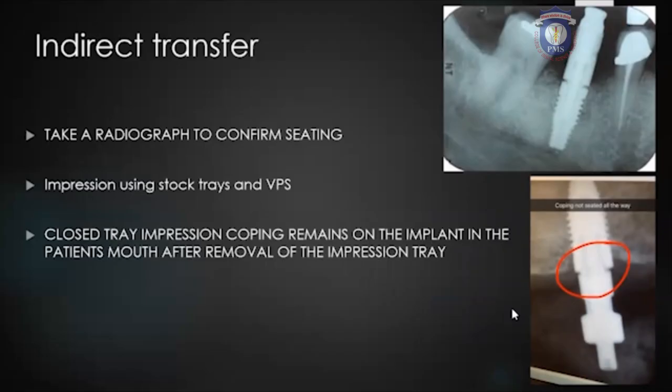So what are the steps in doing a closed tray coping impression? First we will attach the impression coping to the implant, and the most important step is to take an IOPA to determine if the coping has been seated fully on the implant. If it has not seated properly, the impression will not be perfect and there will be discrepancies in the crown that is made on the cast. So never forget to take x-rays before taking impressions for implants.